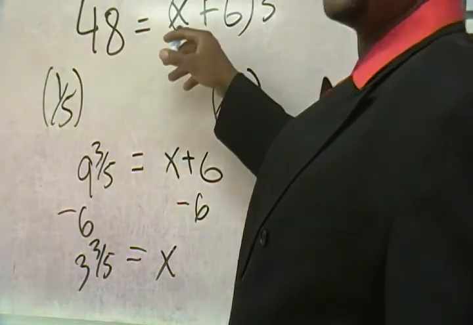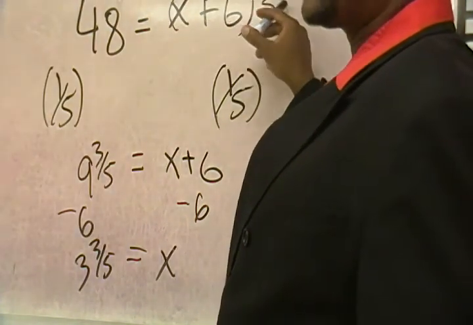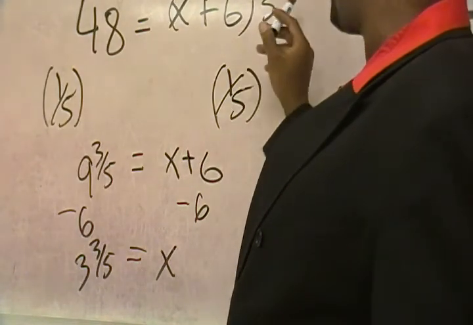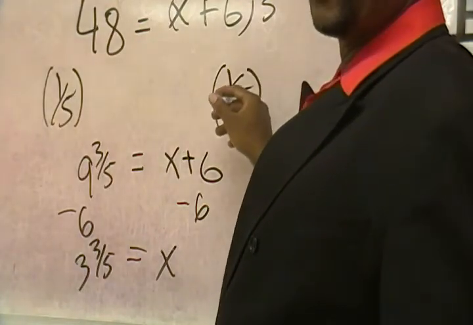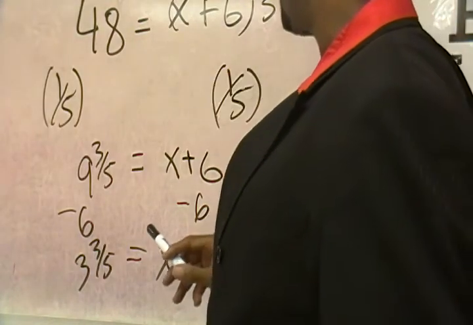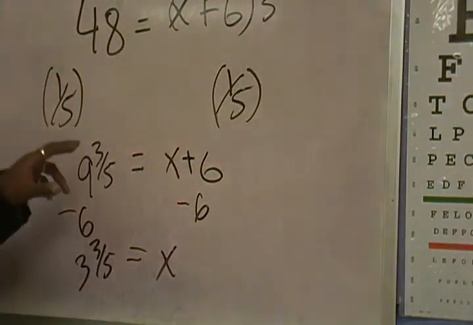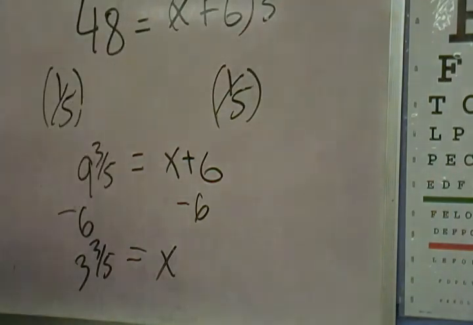We had 48 equals (x plus 6) times 5. First, I said let me get rid of the 5 to simplify the equation. So I used the reciprocal of 5, which is 1/5. When I go over here, that cancels that out.